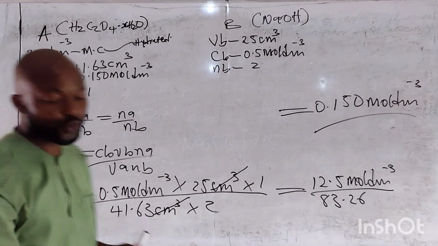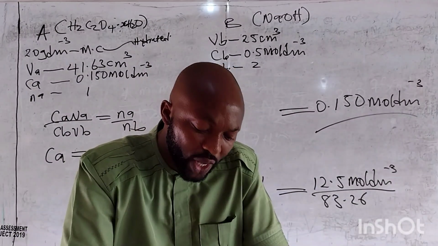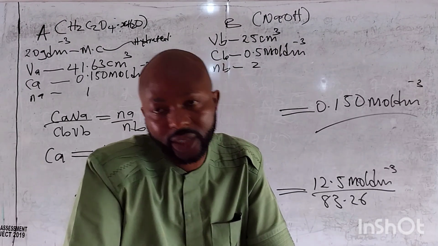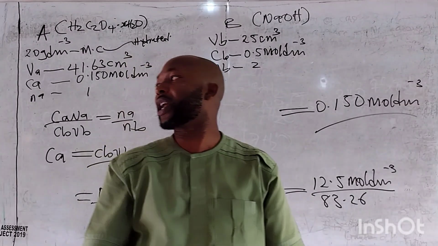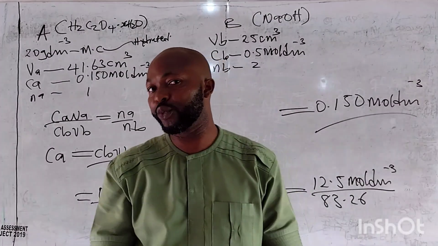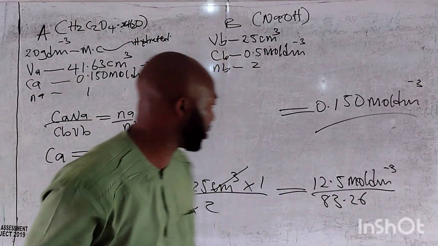Now we'll look at the next question. The next question says we should calculate the number of water molecules in 1 mole of ethanedioic acid crystals. So we want to find out what is our X. So remember, for us to get X, we have a formula which we use. So I will state it out. So we're dealing with our B now.